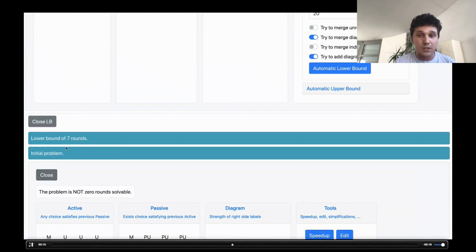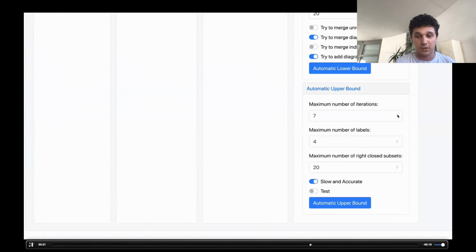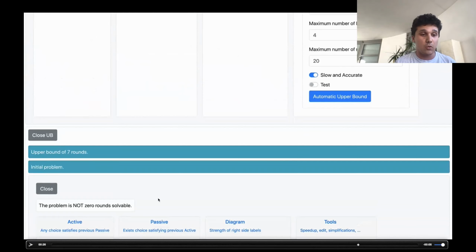What I didn't mention is that this round elimination technique can also be used to find upper bounds. The program does this for us automatically. So we just press a button and we get that this problem requires at most 7 rounds. So we can automatically know that bipartite maximal matching in 4-regular graphs requires exactly 7 rounds. Now, if we want to prove some more general statement, we have to do it manually, but this can be a good start.